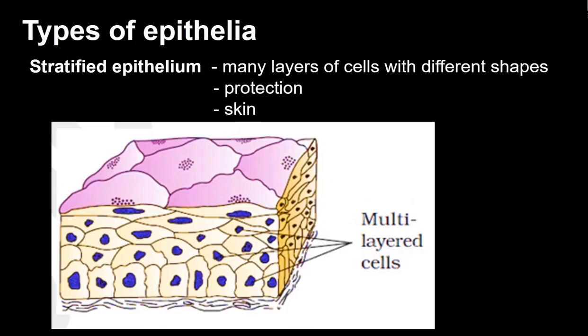The other type of epithelium is the one that's mainly for protection, and that is stratified epithelium, and it has many layers of cells. The cells often have different shapes, and its important function is protection. That's why you need all of these layers of cells, and that is what our skin is like.